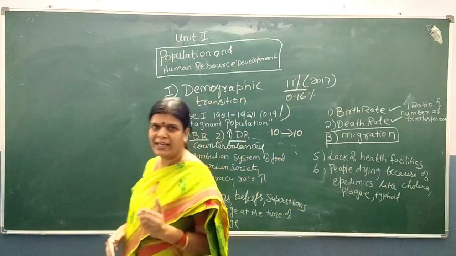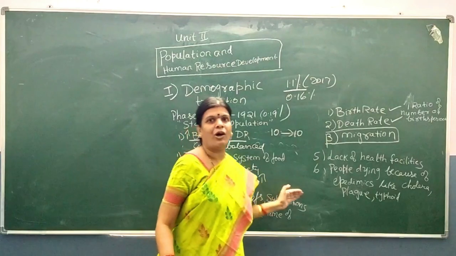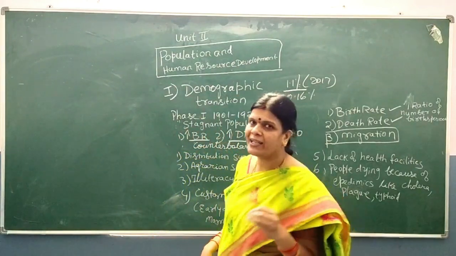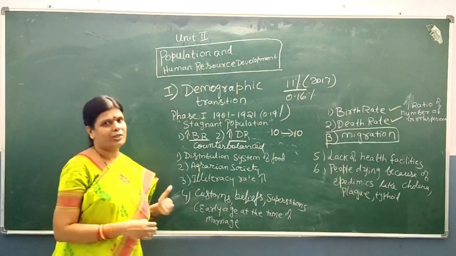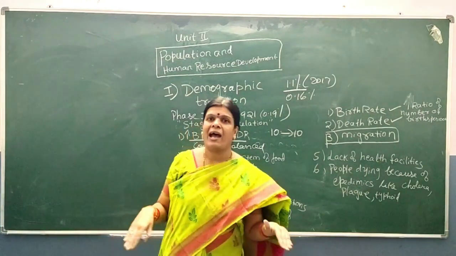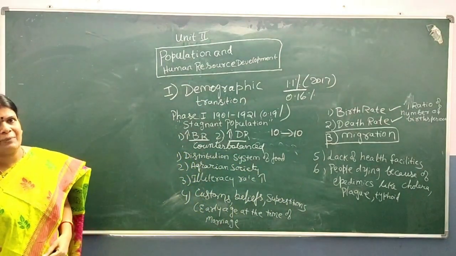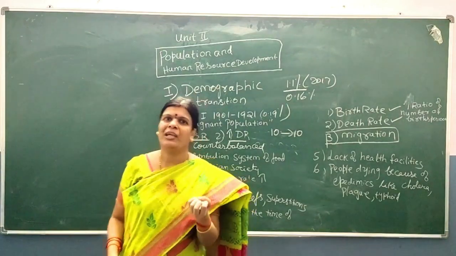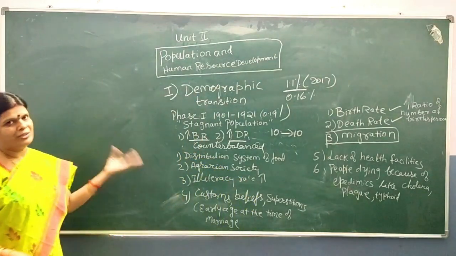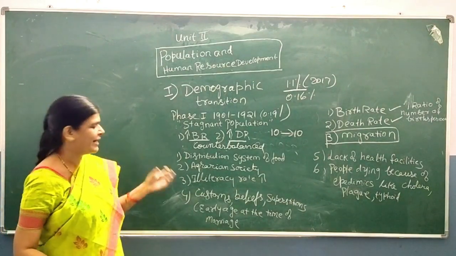People are living in villages and 70% are dependent on agriculture. When there is agriculture, what happens? They will have more and more children. They never think of having more children as a burden. Why? Because they will send them to the farms and get a little income, and with that they will survive. So their customs and traditions are strong at that time.